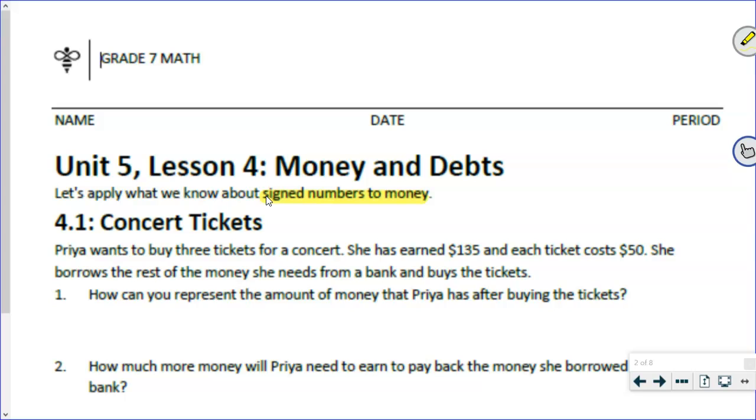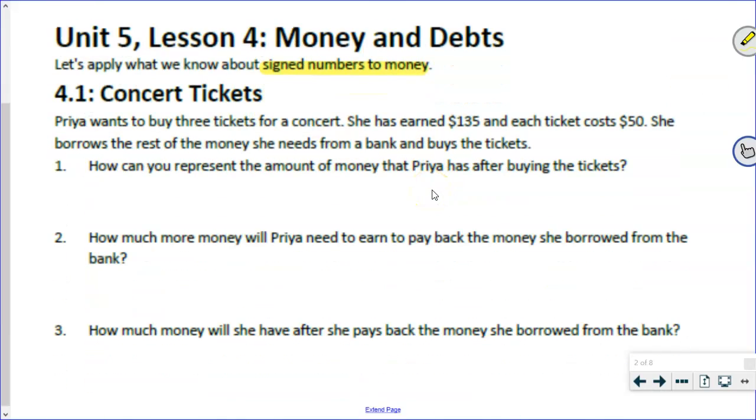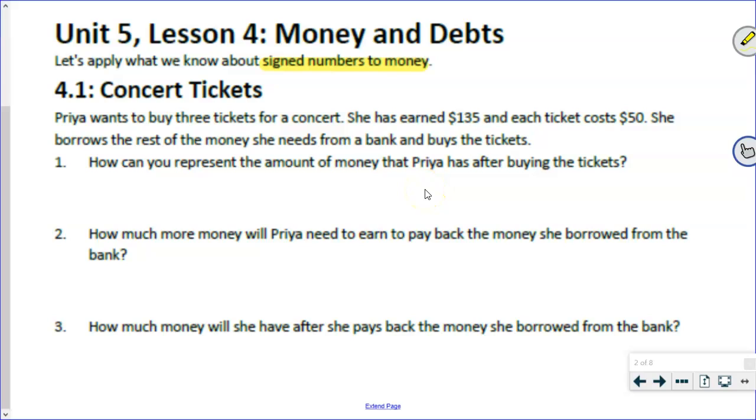So now we get the chance to practice our skill that we have been building with our counters and our number lines and put it to practice using a lot bigger numbers, really trying to get away from those physical models and start doing some of this a little bit more mentally because we're forced to with these bigger numbers. So the first little section is kind of a warm-up section, concert tickets. Priya wants to buy 3 tickets for a concert. She has earned $135 and each ticket costs $50. She borrows the rest of the money she needs from a bank and buys the tickets.